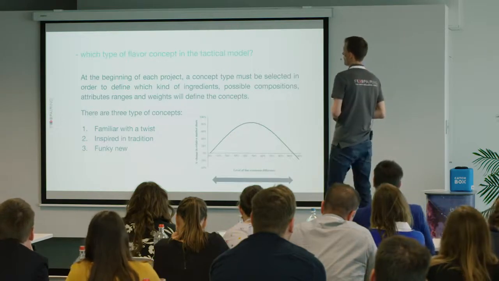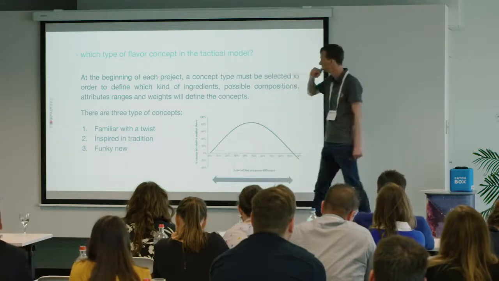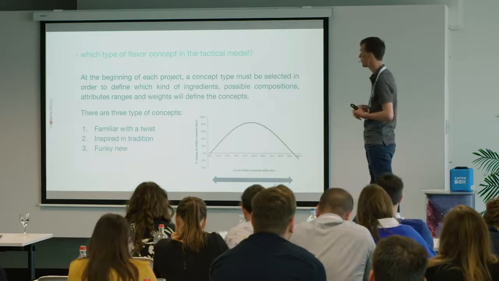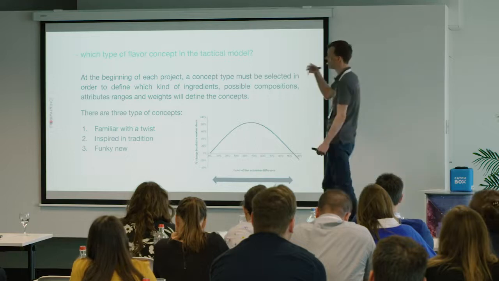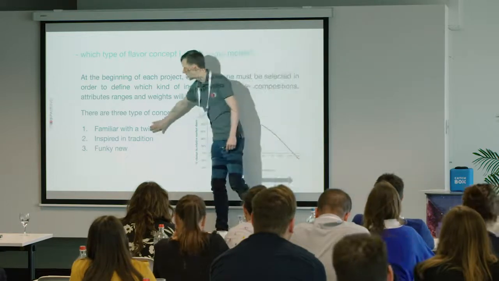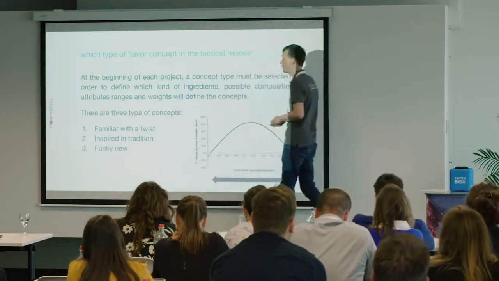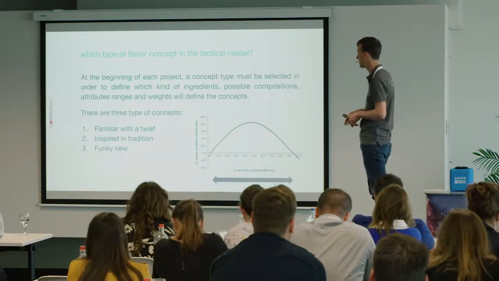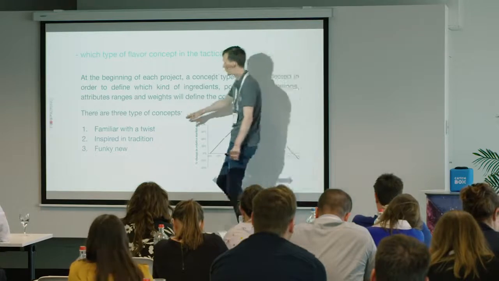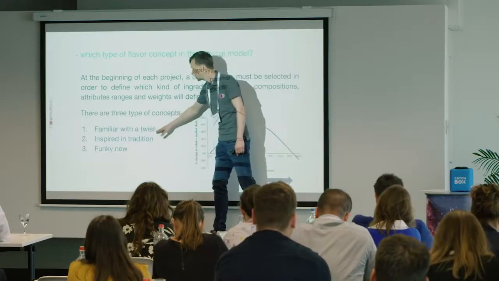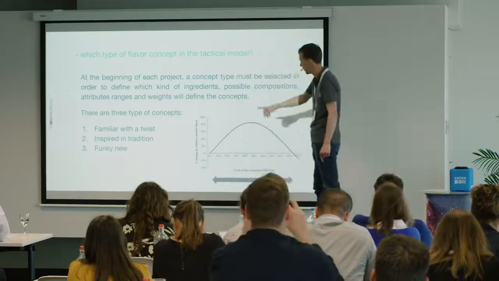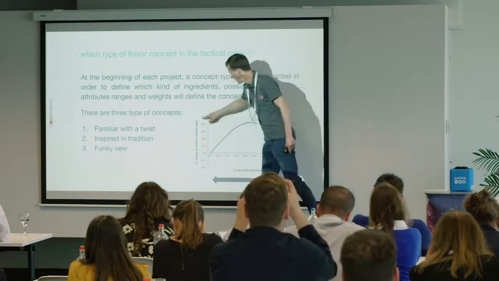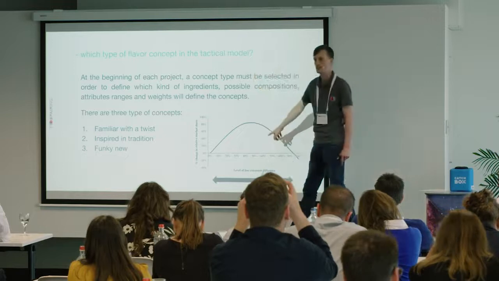So let's start with the first model. The first model is the tactical model, and based on the insights we got from the machine learning models and the concepts on the market, we extracted 3 types of concepts. First is familiar with a twist. The second is inspired in tradition, and the third one is funky new. And how do we define which concept you as a brand need to go to? It depends on the novelty.